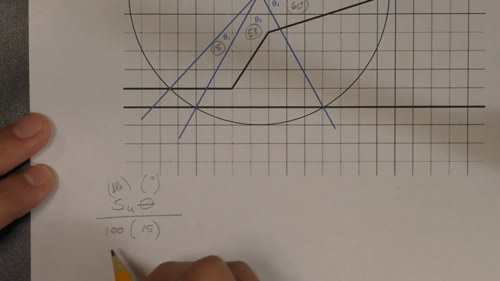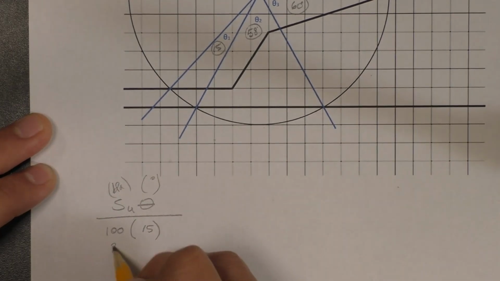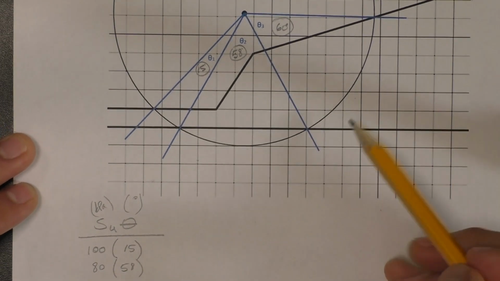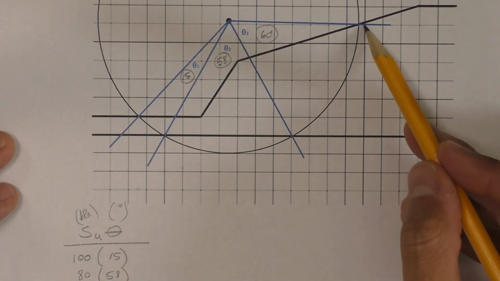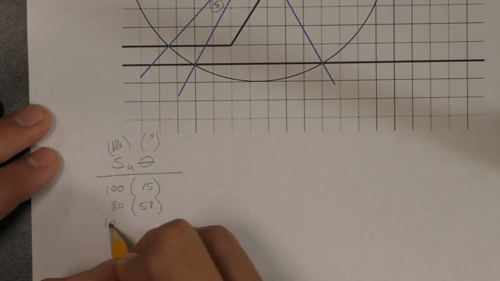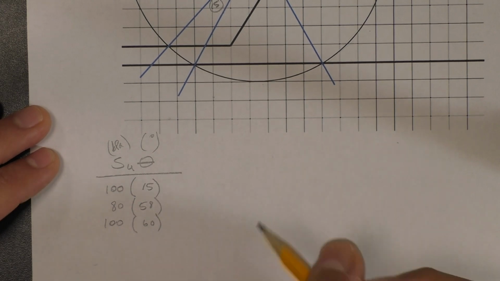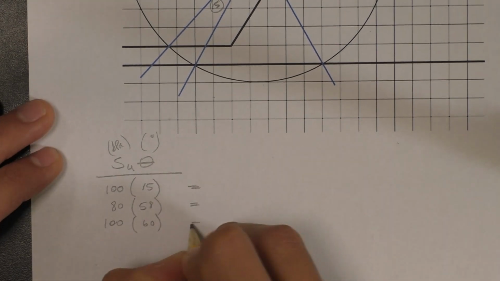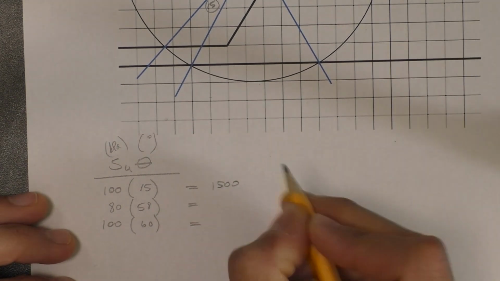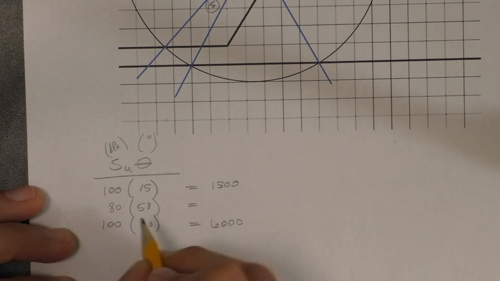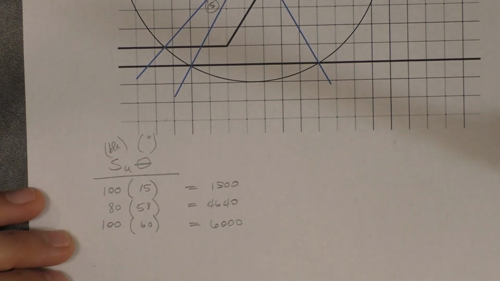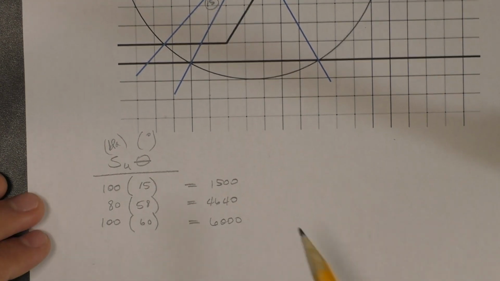The second component, the strength of that soil, is 80 kPa and the angle is 58. And then the third component of the failure surface is this one right here, soil number 1 again. So it is 100 kPa and the angle is 60. The multiplications yield the following. Clearly 1500, 6000, and this is 4640. Now the units are kind of weird, right?